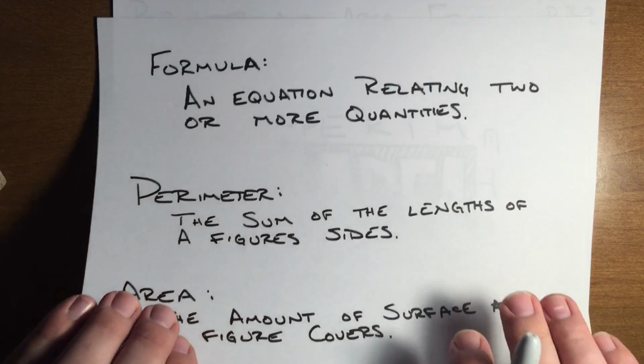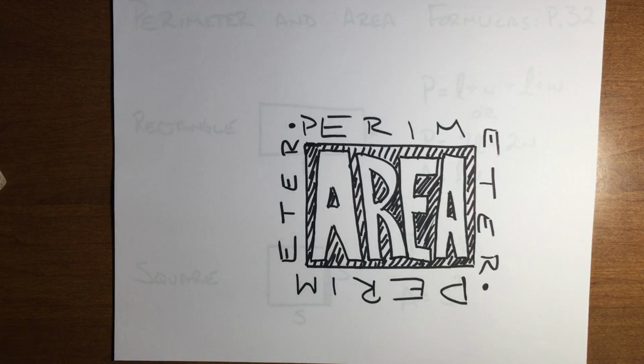I remember there was a teacher that I worked with in Kansas. She had a little self-made poster that looked a lot like this that kind of reminded her kids. She taught 4th grade what perimeter and area were and the difference between the two.